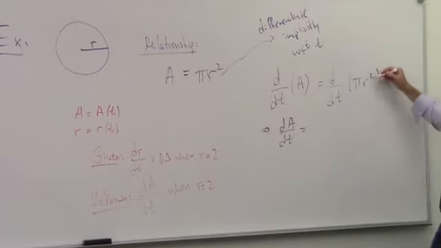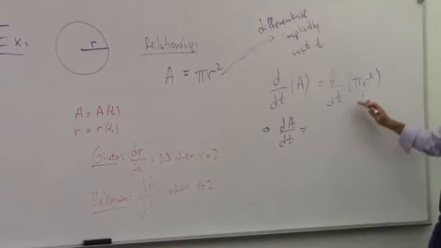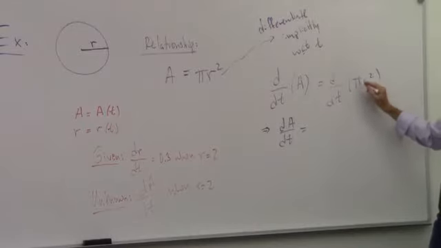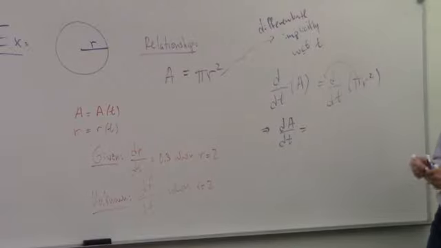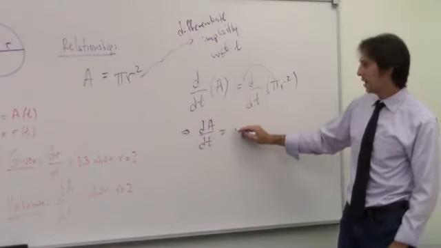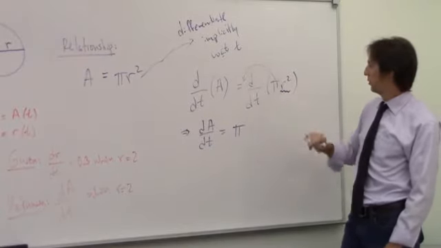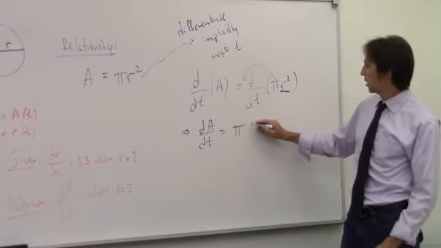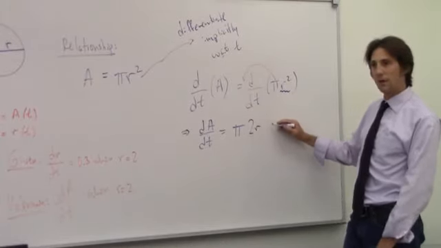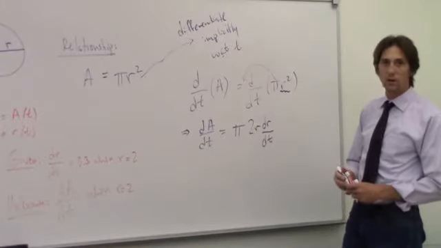On the right-hand side, this r depends on t, depends on time. So when we do the derivative on the right-hand side, we need to use the chain rule. We will end up multiplying by dr/dt. Pi is a constant multiple, and so that can be factored out of the derivative. What we have on the right-hand side then is pi times the derivative of r squared with respect to t. The derivative of r squared is 2r, but then by the chain rule, we have to multiply by the derivative of r with respect to t.